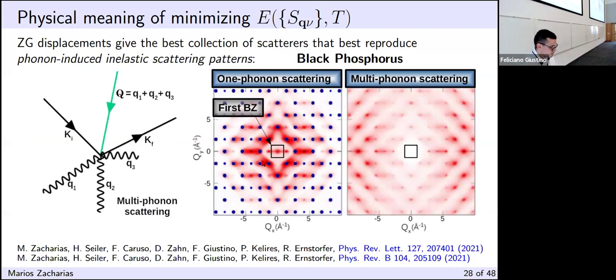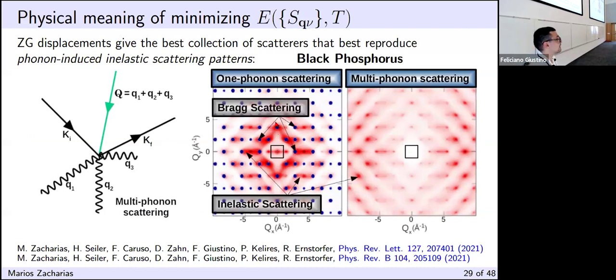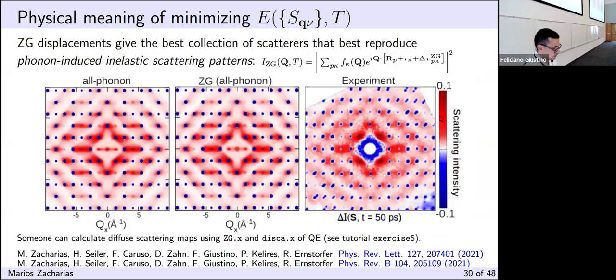Here, in blue, we have the Bragg scattering intensity. So it's as if we don't have any phonons; it's the elastic scattering part. If we account for phonon inelastic scattering, we get the red area. As I said before, we have one-phonon and multi-phonon scattering, so if we sum the two, we get the all-phonon diffuse scattering.